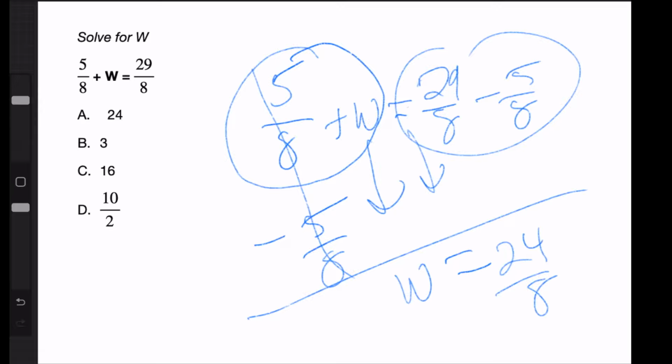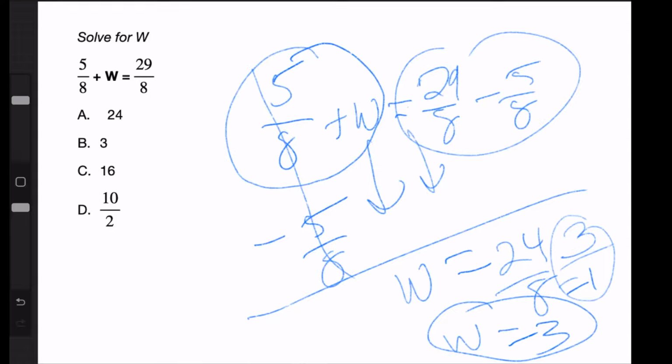Now, 24 over 8 is not the last step because that is an improper fraction, plus it can be reduced. What is the biggest number that goes into 8 and 24? Well, it would be 8, of course. 24 is a multiple of 8, so 8 goes into both of them. So if we divide both the top and bottom by 8, 8 divided by 8 is 1, and 24 divided by 8 is 3. And 3 over 1 is the same thing as saying 3. So w, in this case, equals 3.